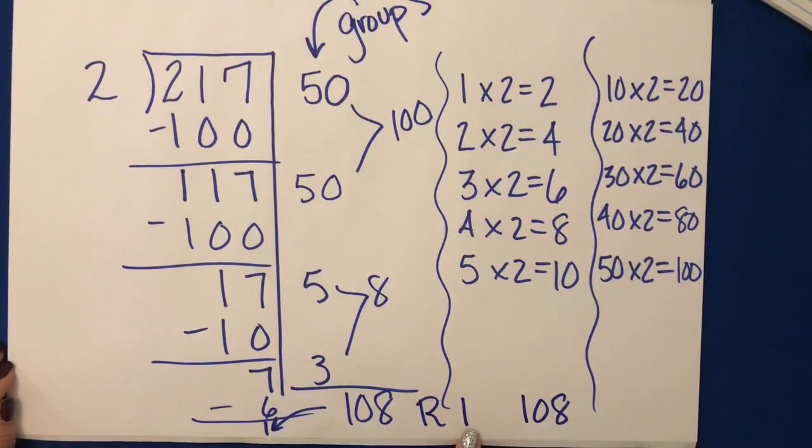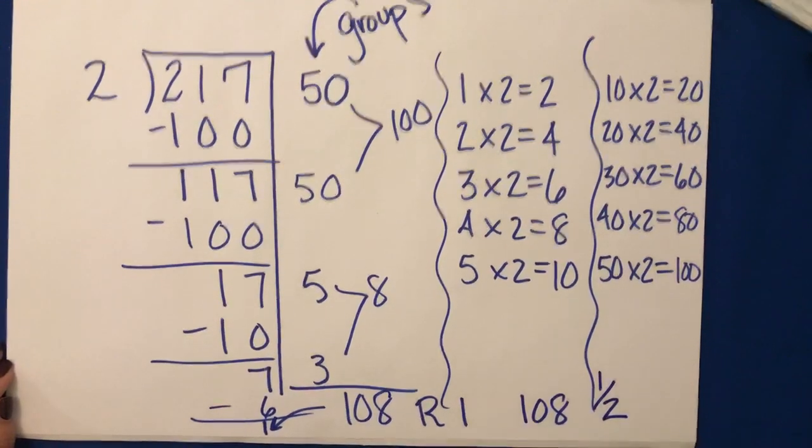We have 1 left over out of the 2 that are needed for another group. So it could be 108 and a half. And I like how, Dulce, you wrote it as a decimal, so that's awesome. You can write it that way too.